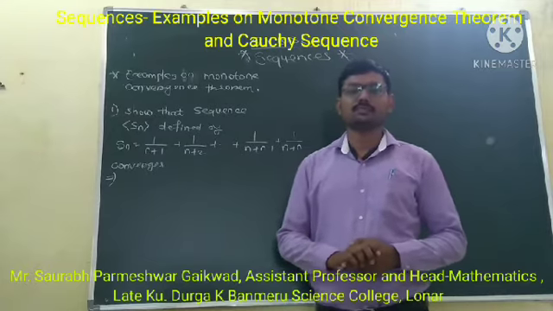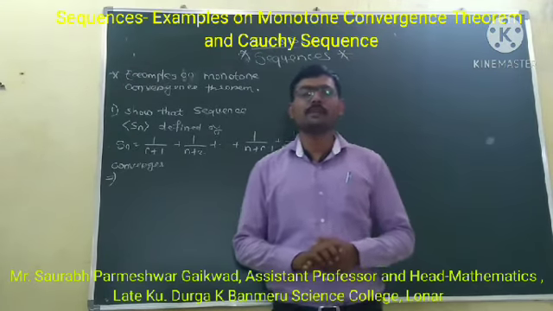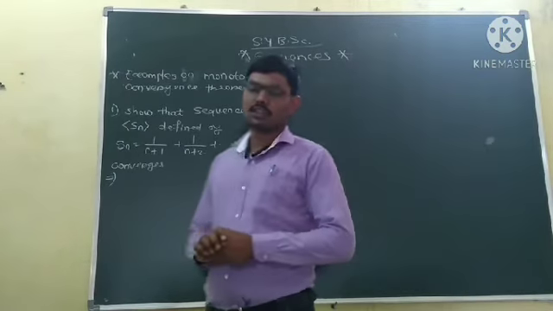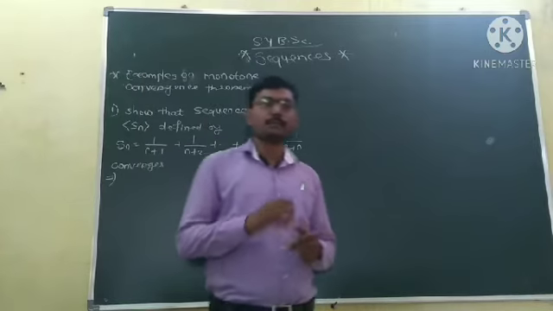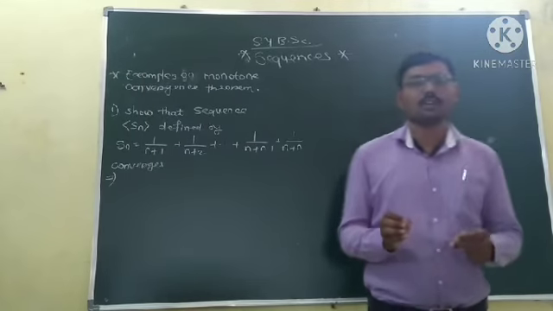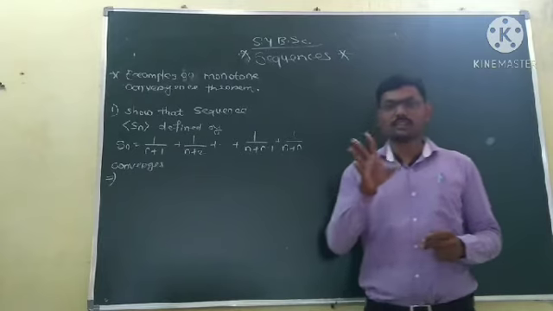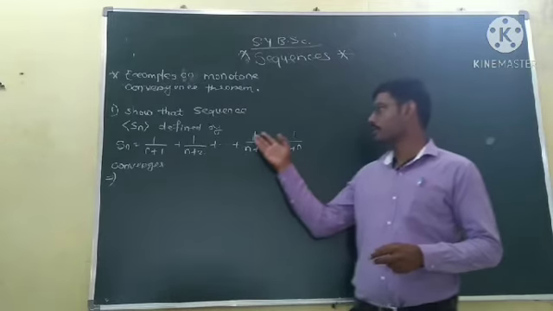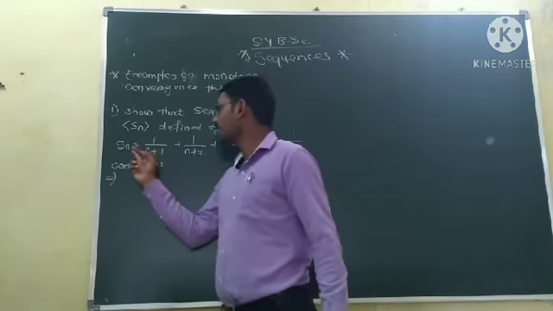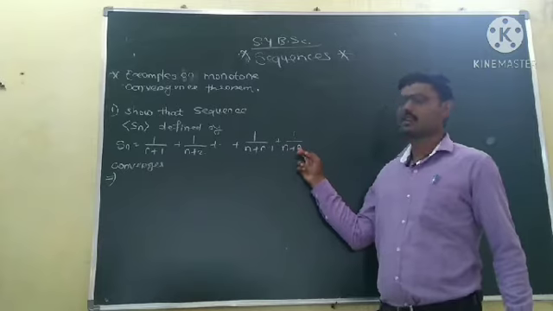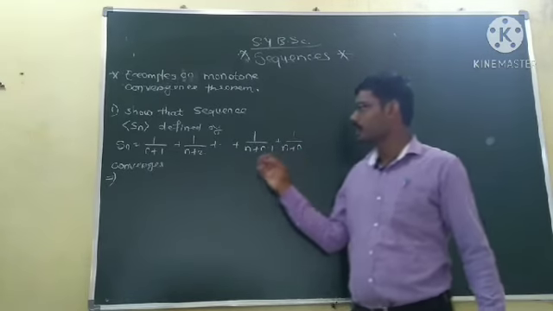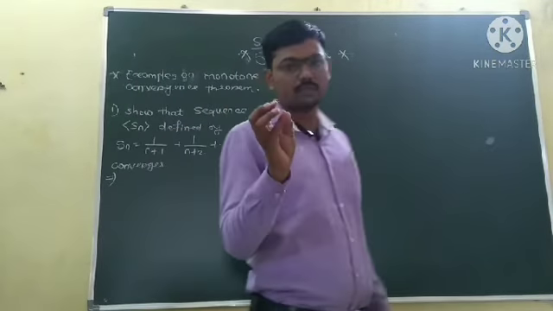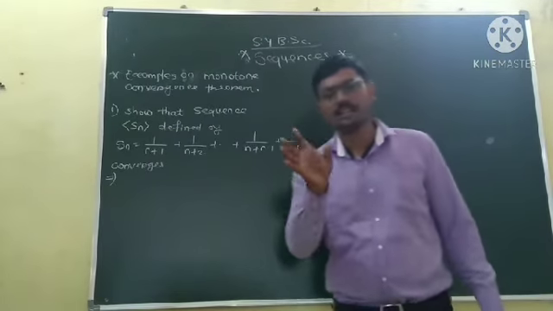So in today's lecture, we will continue with some examples based on the monotone convergence theorem. We know the monotone convergence theorem implies that if a sequence is bounded and monotonic, then the sequence is convergent. So the next example is we have to show that the sequence whose n-th term is given is convergent, and we have to use the monotone convergence theorem here. That is, we will show the sequence is monotonic, either increasing or decreasing, and that it is bounded.